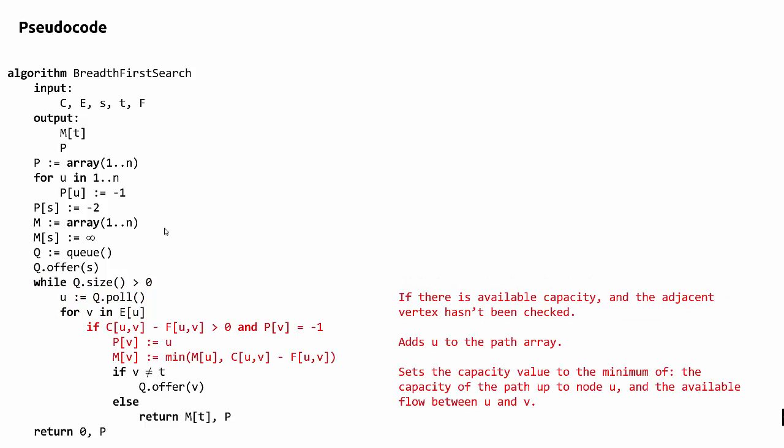Then what it says is if there is available capacity and the adjacent vertex hasn't been checked, that's this node that you're checking now. Bear in mind that you're still looking at the source node, in this case U. You add U to the path array, set the capacity value to the minimum of the capacity of the path up to the node u and the available flow between u and v, which makes sense because you want the minimum value, and otherwise you'll be passing more flow through these pipes than they can manage.